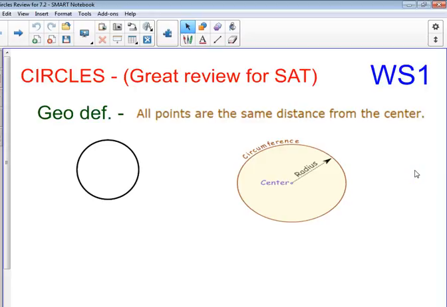Worksheet 1. This is review. You did circles, possibly in Algebra 1, definitely in Geometry, probably definitely in Algebra 2. So, quick review. New packet, circles. Got it?